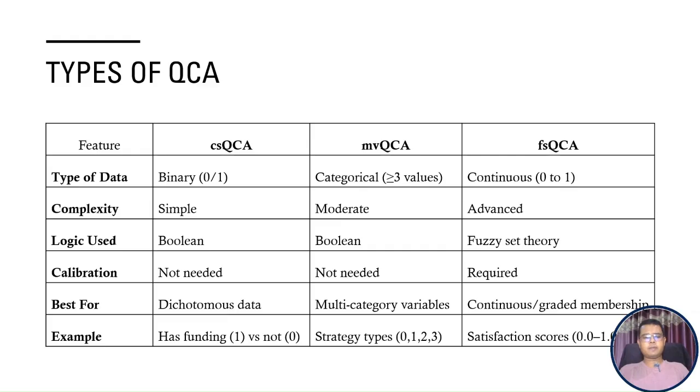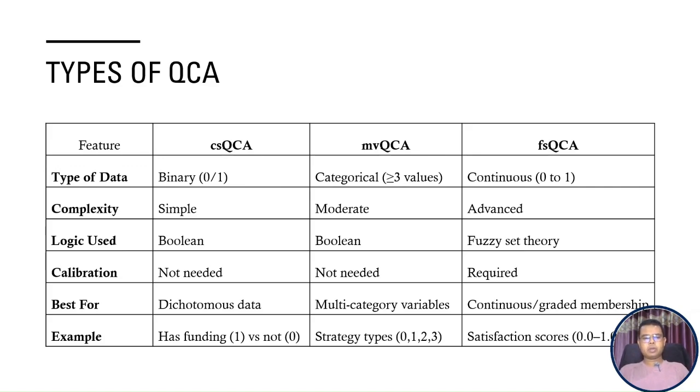For the logic used, csQCA uses the Boolean method, MVQCA also uses the Boolean method, but fsQCA applies fuzzy set theory. Set theory, once again, and fuzzy set theory. Calibration: in csQCA we don't need to calibrate the data, same for MVQCA, but fsQCA requires data calibration. It's because we may have different levels or different values of data, so we need to put them on a single scale.